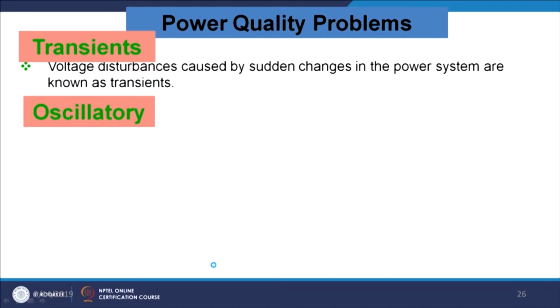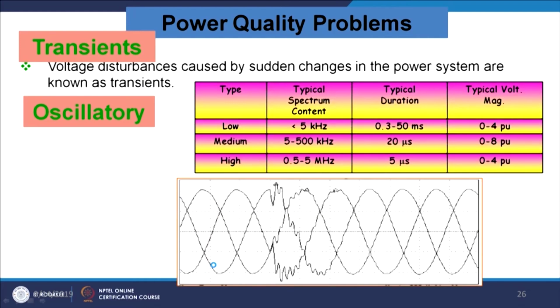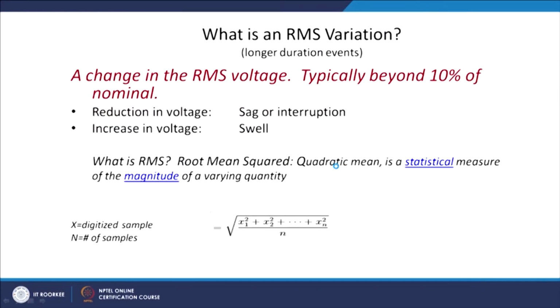Thereafter, a transient can be oscillatory. This is an example of an oscillatory transient. So, this comes into the picture, thereafter it goes out. These are the spectral ranges. It can be low, below 5 kilohertz, it can be medium, 5 to 500 kilohertz, or it can be high, 0.5 to 5 megahertz.